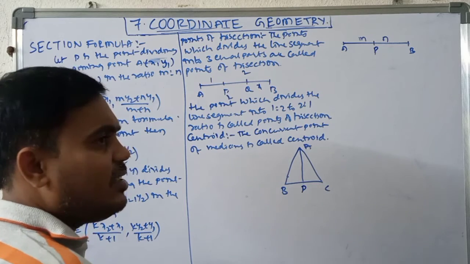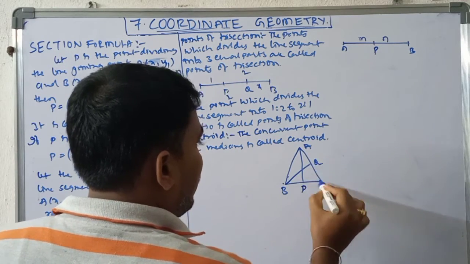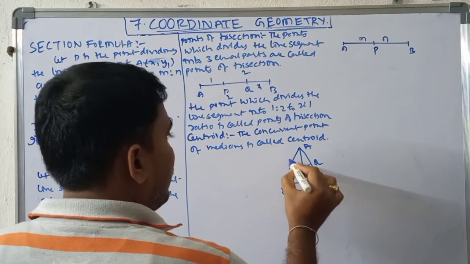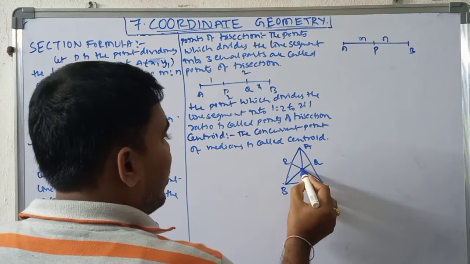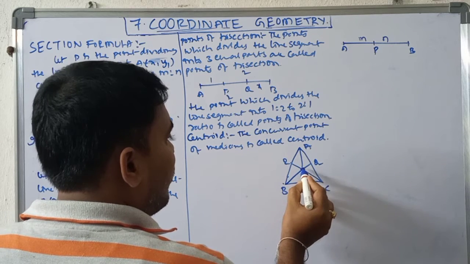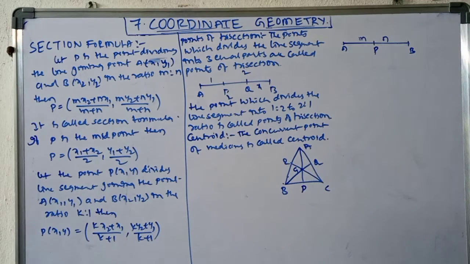How many medians exist for a triangle? 3. So AP, BQ, CR. These are medians. All these intersect at one point. That point is called centroid. It is denoted with capital G. So the concurrent point of medians is called centroid.